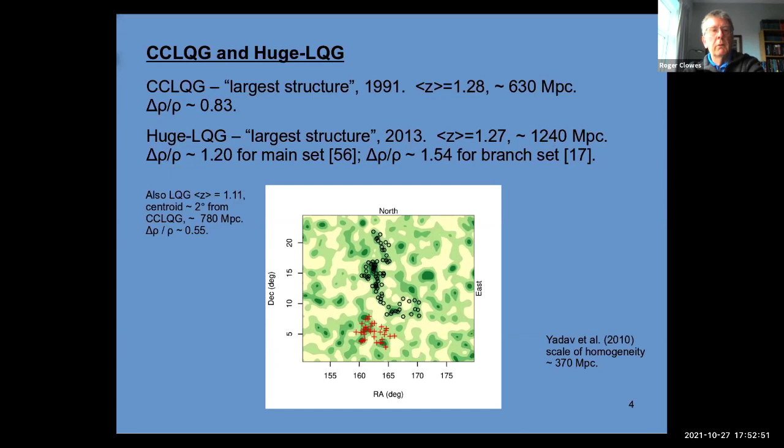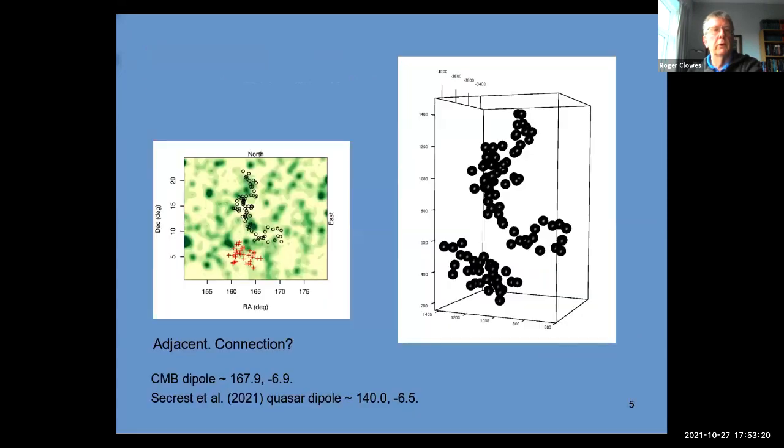And if you look at the RAN deck, you'll see that these correspond roughly to various dipoles and axes of evil that people have been talking about. And there's even another LQG in the foreground at the redshift of 1.11. And the scale is much larger than the Yadav et al. claimed scale of homogeneity, which is about 370 megaparsecs.